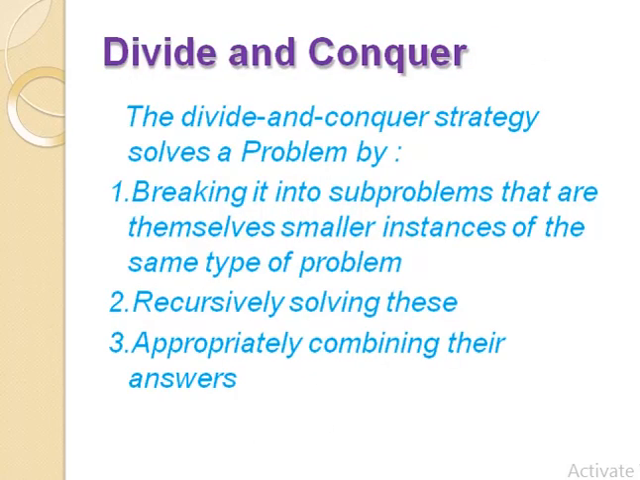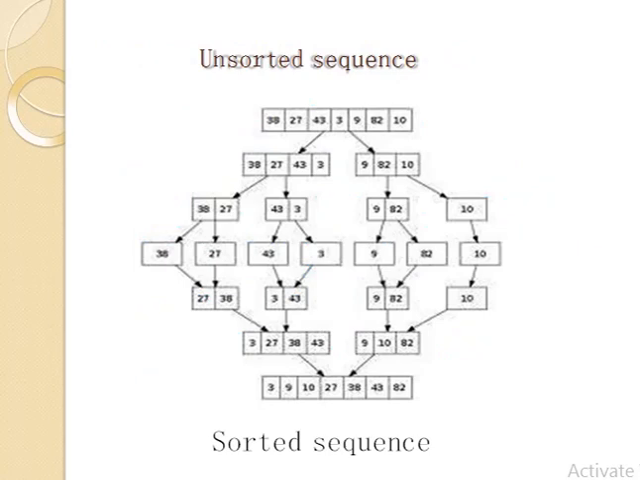Next is divide and conquer strategy. It is a strategy that solves a problem by breaking it into subproblems. First of all, anything which is given as an input, we have to break it into particular parts, operate on it, arrange it, and then combine it again, called divide and conquer. Merge sort or quick sort is the best example of this strategy. It recursively solves the subproblems and appropriately combines their answers. This is the best example.